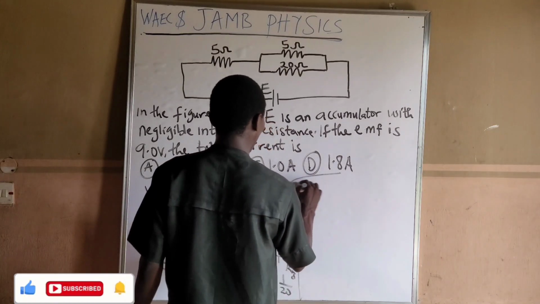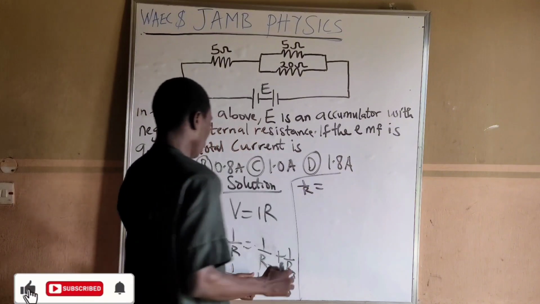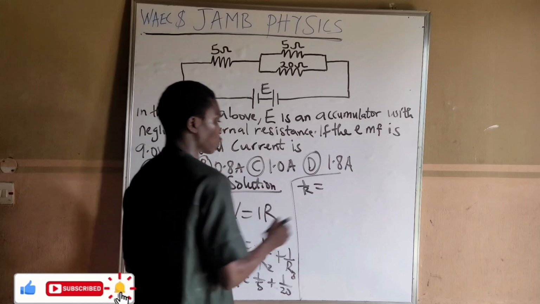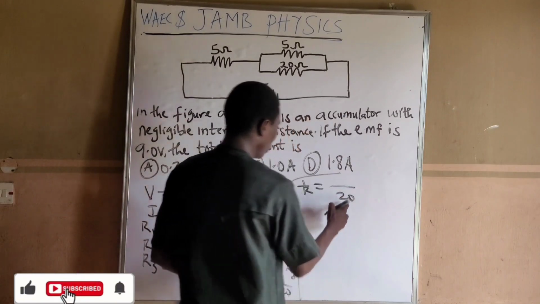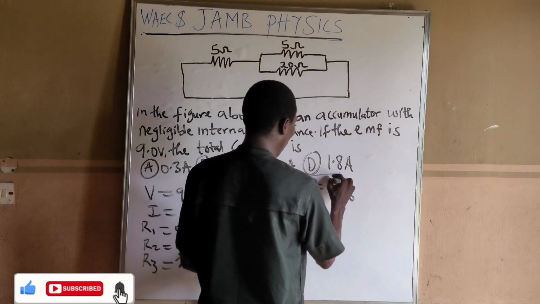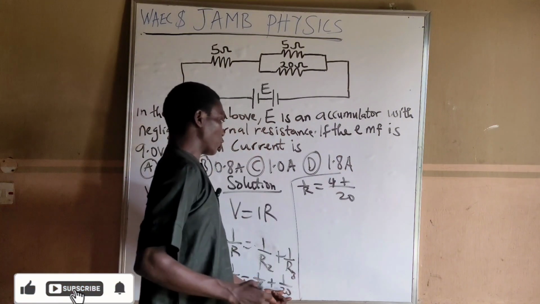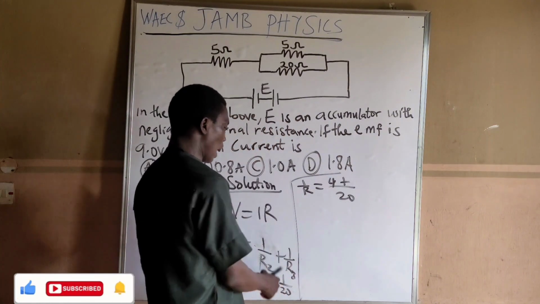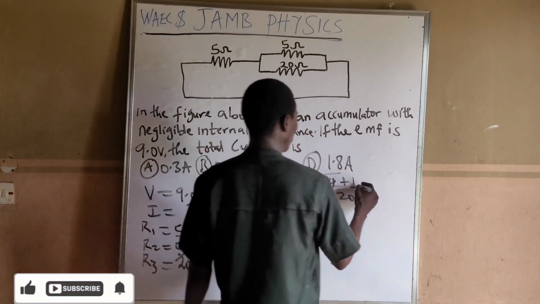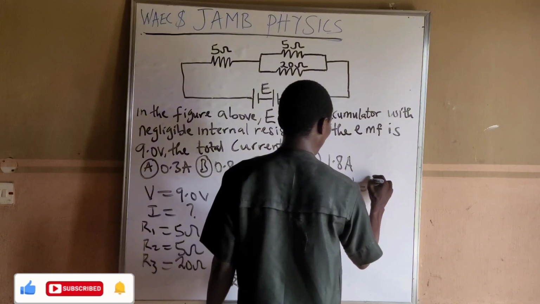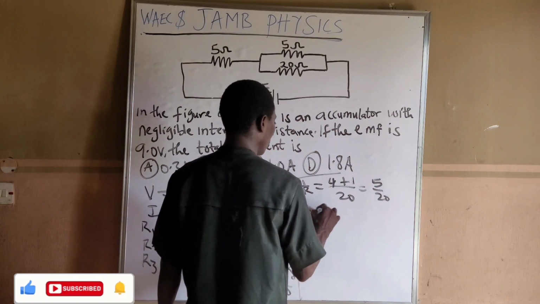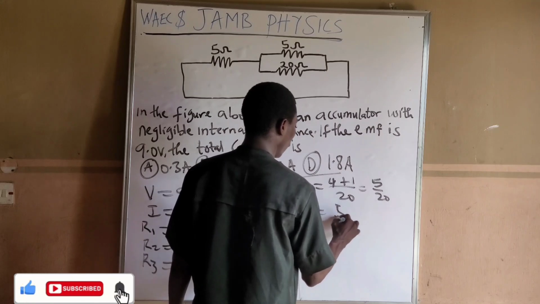Okay, we have 1 over R equals 1 over 5... well, the LCM of 5 and 20 is what? 20. We have 20. 20 divided by 5 is 4, 4 times 1, that will be 4. Plus 20 divided by 20 is 1, 1 times 1 will give us 1. Okay, so this will give us 5 over 20. And then we have 1 over R equals 5 over 20.